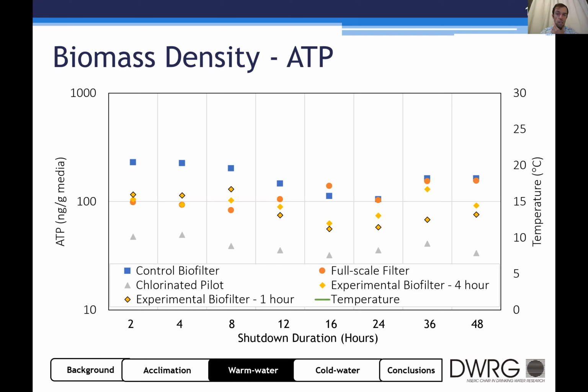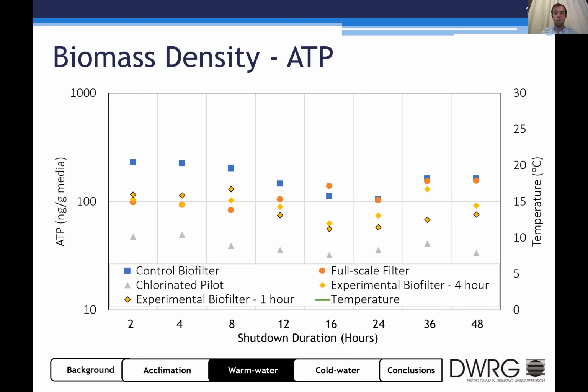So there was really no impact with shutdown to the control, looking at it at shutdown times from 2 to 48 hours. And one of the other things that was actually kind of interesting is there's kind of this delineation around 12 to 16 hours. So prior to about that period, we see that the ATP on the biofilter media was a little bit higher at a sampling time of 1 hour compared to 4 hours.